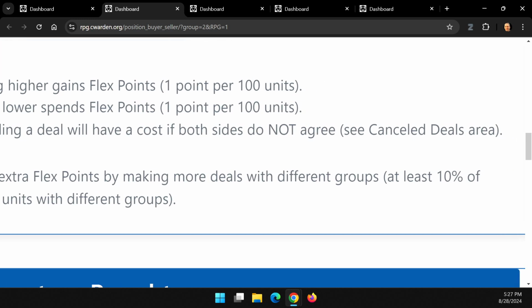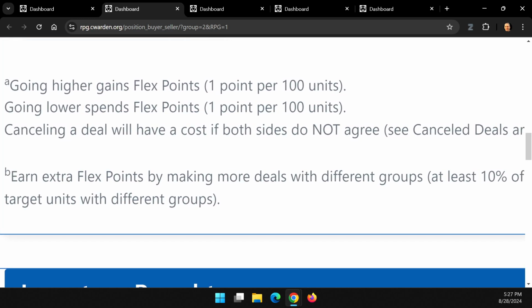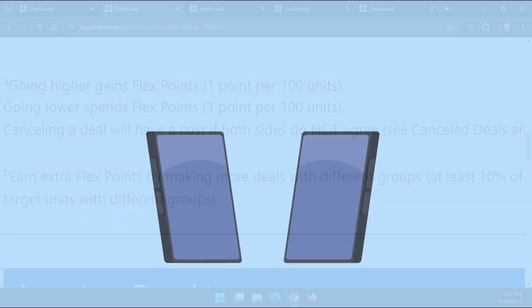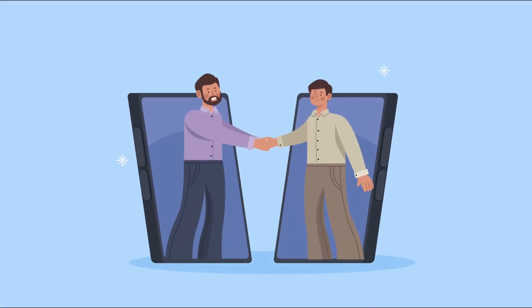However, there's a little bit of a limitation or a rule you must follow. And the rule is that you must make a deal that's at least 10% of your target units. 10%. In other words, you cannot make a tiny deal. You cannot just sell one unit. That's not enough to count for a relationship. So to count, you need to make it more than 10% of the target.